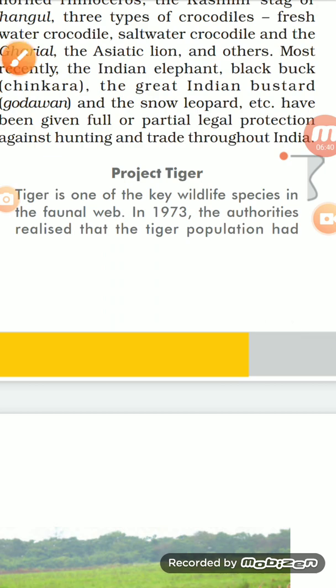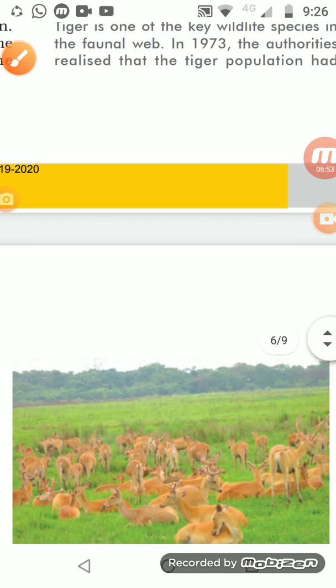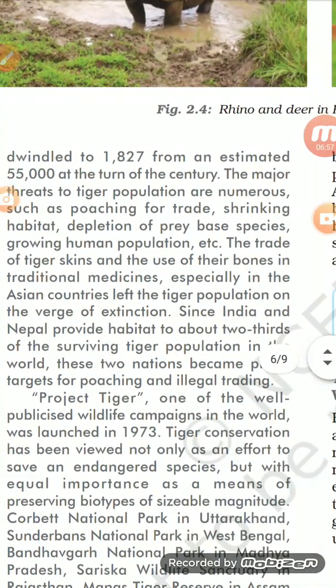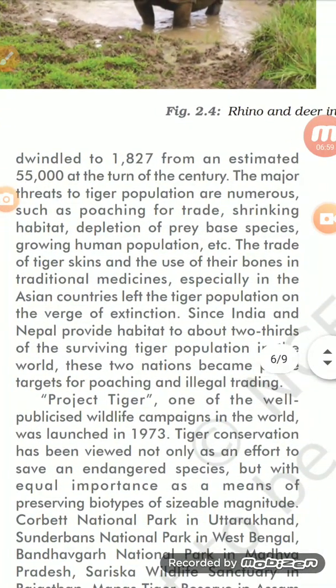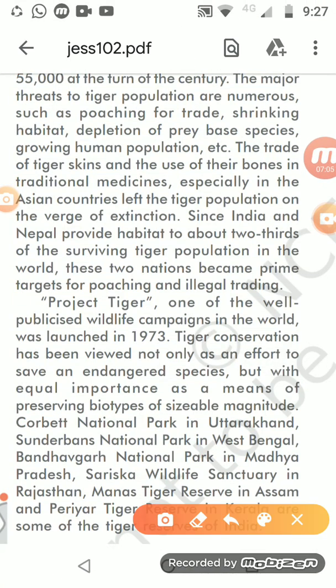When did it start? Try to understand. Because in 1973, the people who look after the forest realized that the population of tiger is becoming very less, and major threats to the tiger population are numerous. How? Why is the tiger becoming extinct?